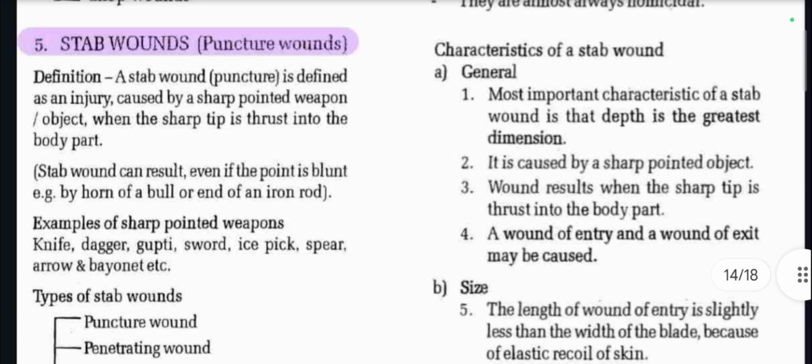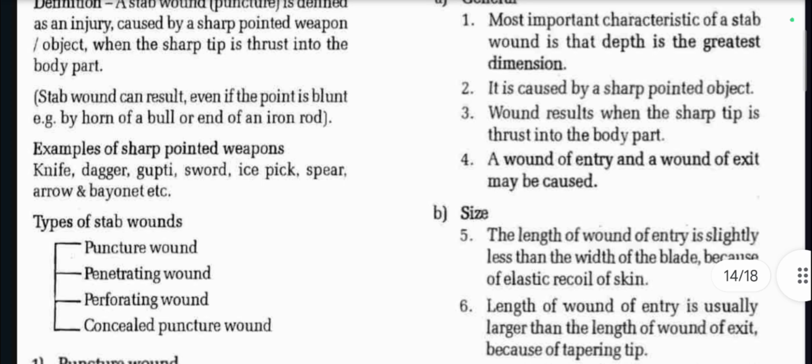Now, what are the characteristics of stab wounds? Stab wounds have general characteristics. The most important characteristic is the depth. Okay, depth is the greatest dimension and it is caused by a sharp pointed object. The wound results when the sharp tip is thrust into the body part, and a wound of entry and wound of exit may be caused. Number 2, size.